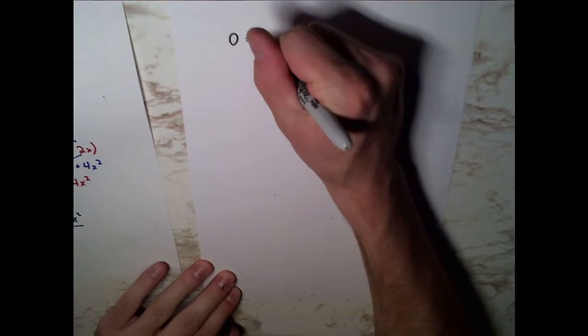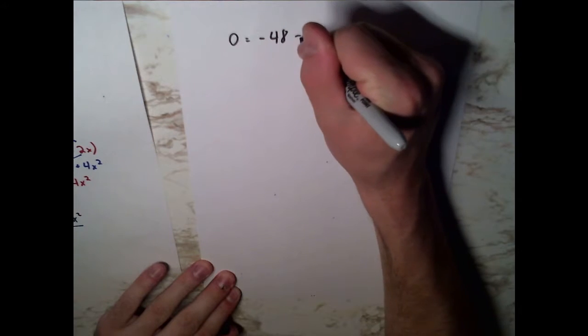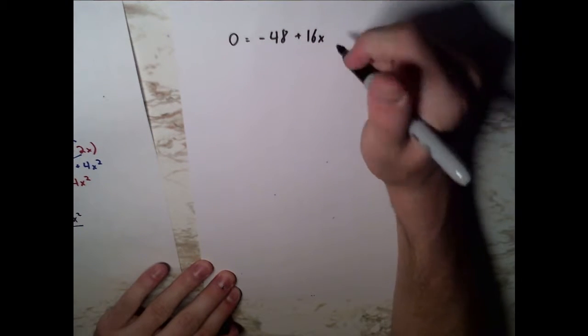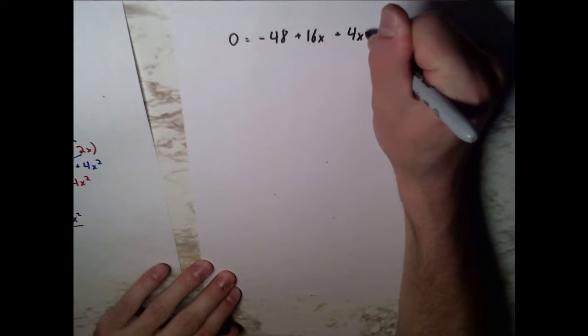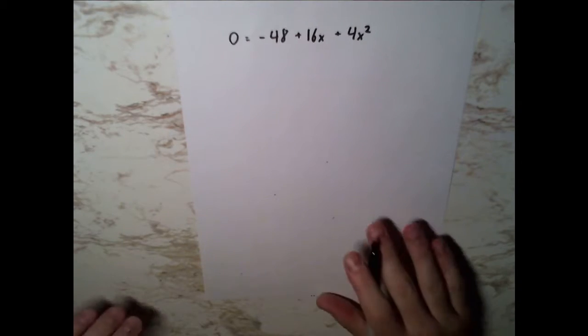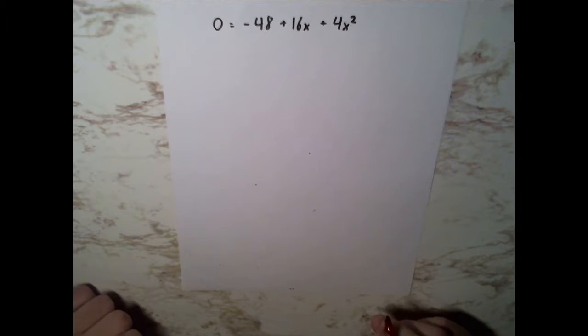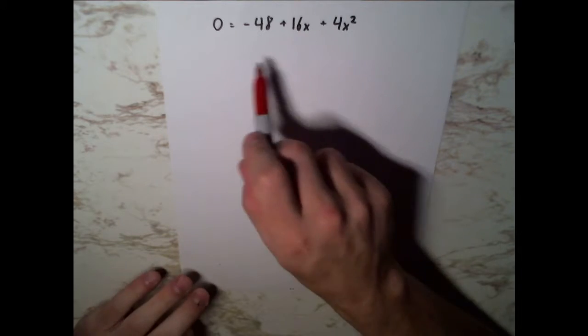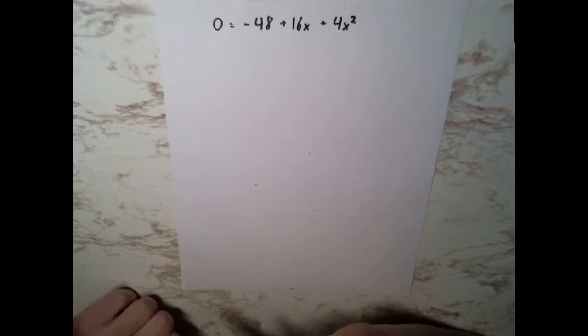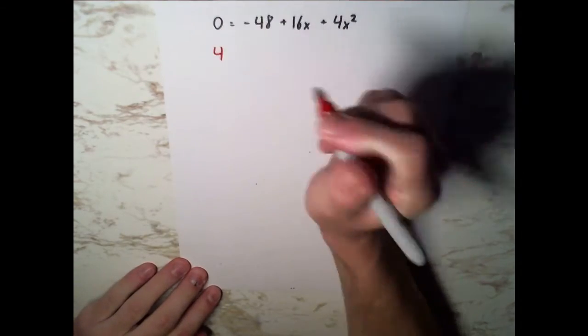So the equation that we had was 0 equals negative 48 plus 16x plus 4x squared. And we know a few different ways to solve equations like this. You can use a quadratic formula, you can factor, you can complete the square, you can put it in your graphing calculator. I'm going to try to factor this one. So just to get it in a form that might be easier to look at, I'm just going to rewrite this really quick.